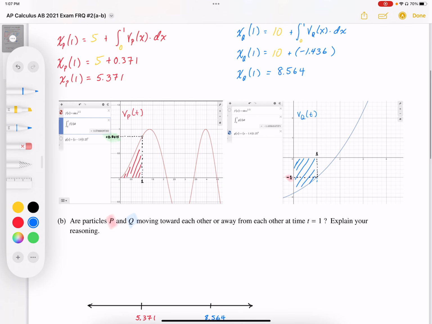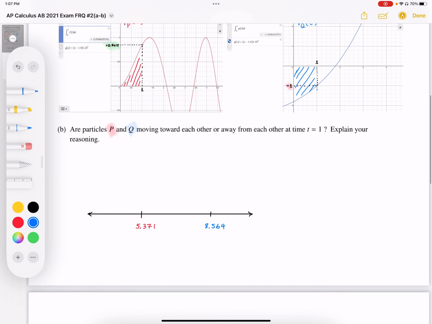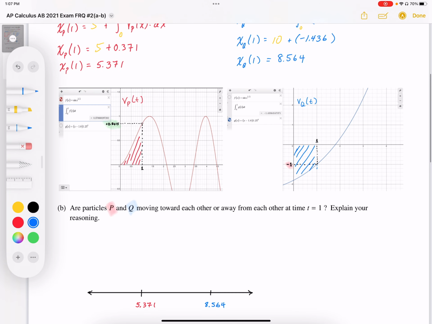For part B, it says, are the particles P and Q moving towards each other or away from each other at time equals 1? So what we need to do is figure out, at time equals 1, the positions are going to be 5.371 and 8.564. So maybe I'll just make sure that's clear. This is going to be the x positioning at t equals 1.